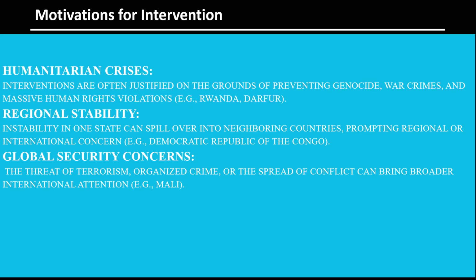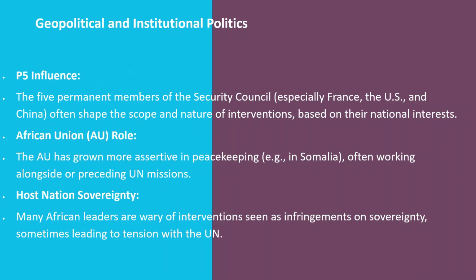They also have reason to intervene in some of these countries when there is regional instability. Instability in one state may spill into other countries, which can give rise to regional or international concern. They also have global security concerns, especially when we have the threat of terrorism, organized crime, and the spread of conflict, which the United Nations may be interested in preventing.